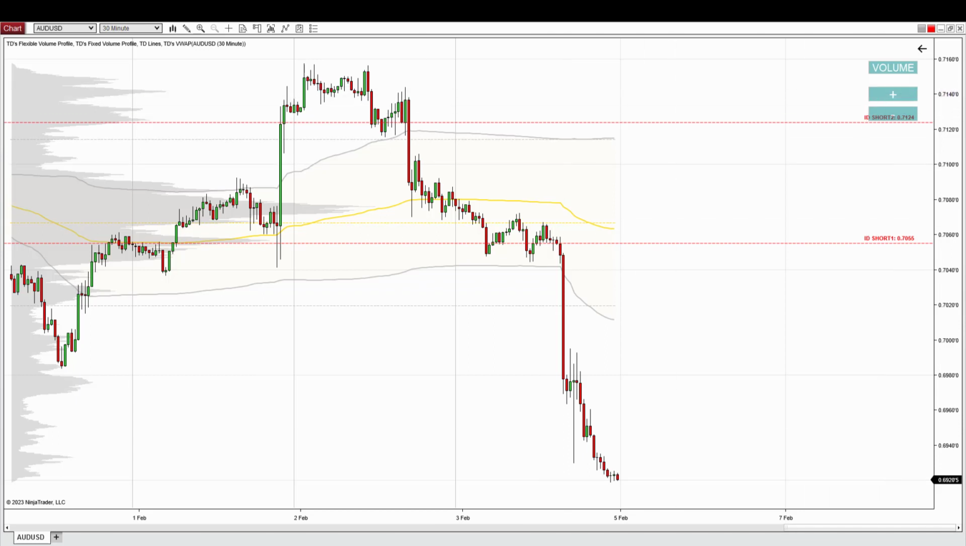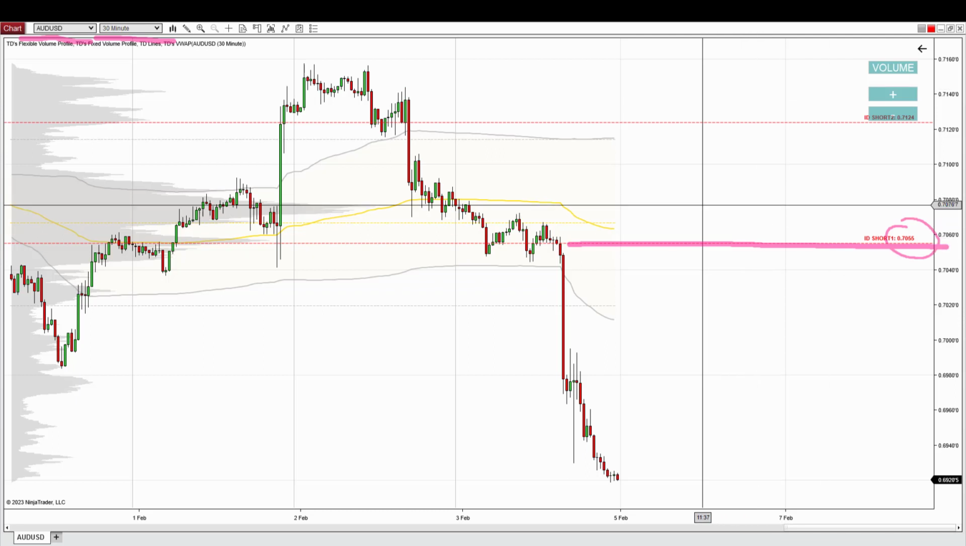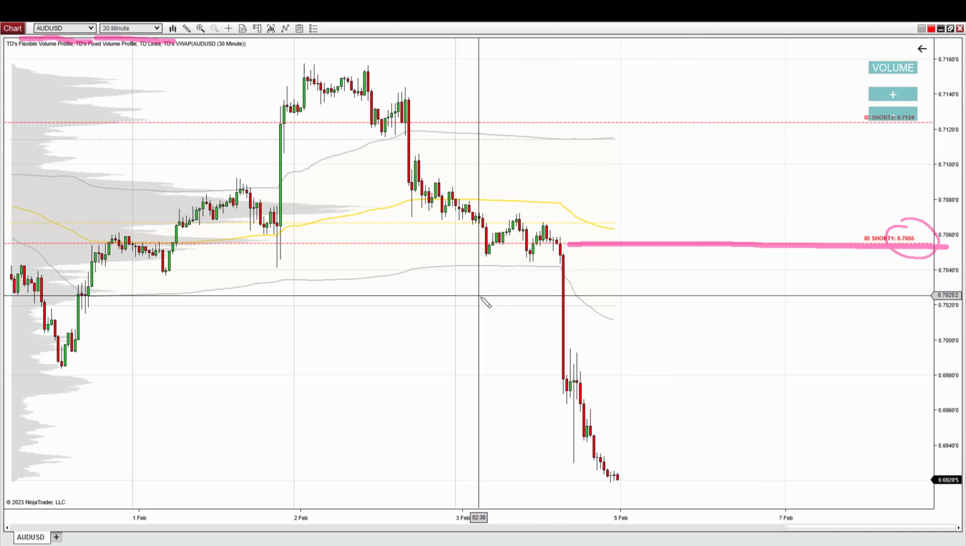The first trading idea that I like to talk about is on the Australian dollar US dollar. You are looking at a 30-minute chart of the Australian dollar US dollar, and what I want to talk about in here is a strong day trading resistance which has formed on Friday in here at 0.7055.